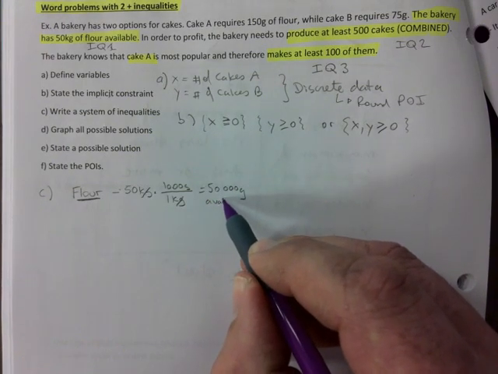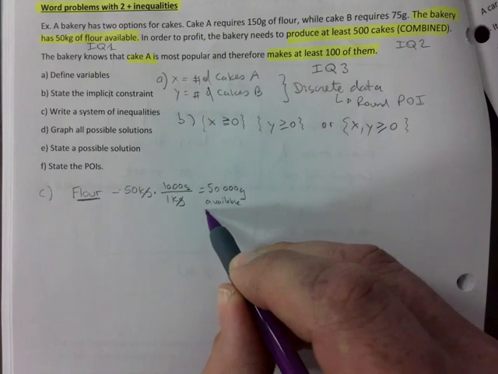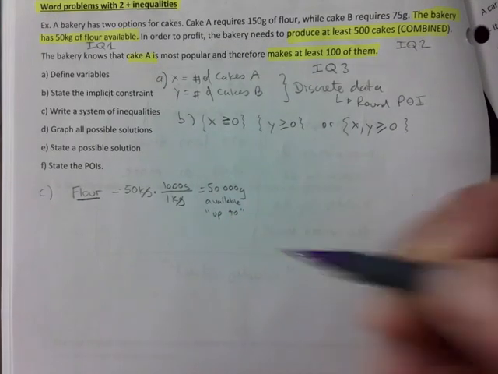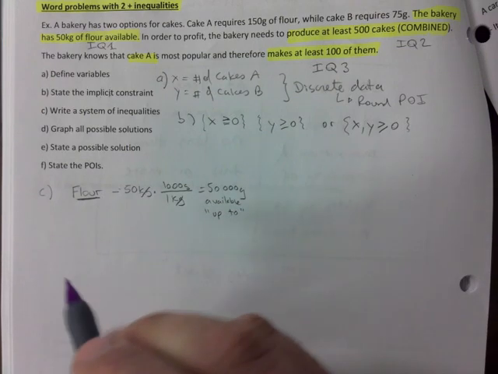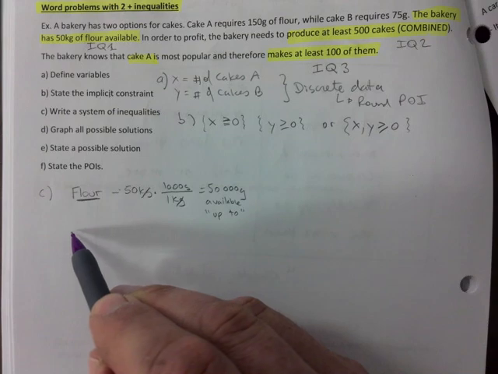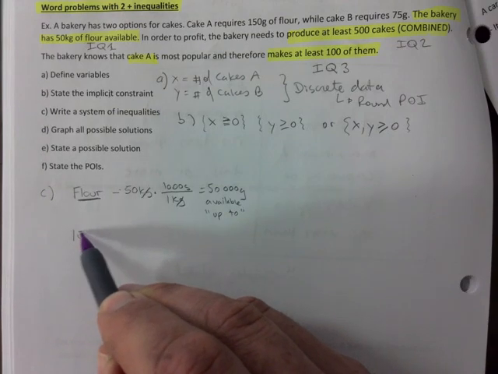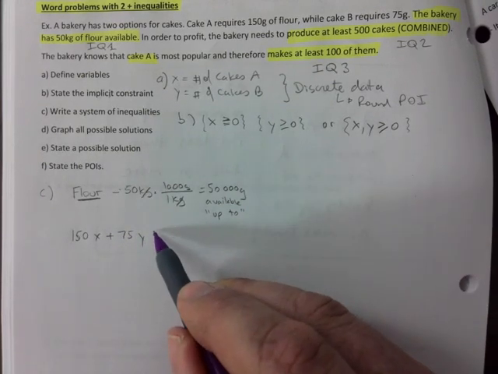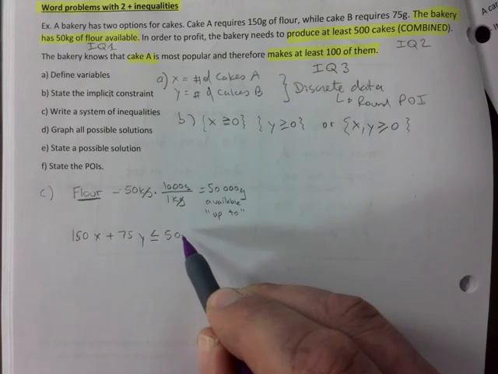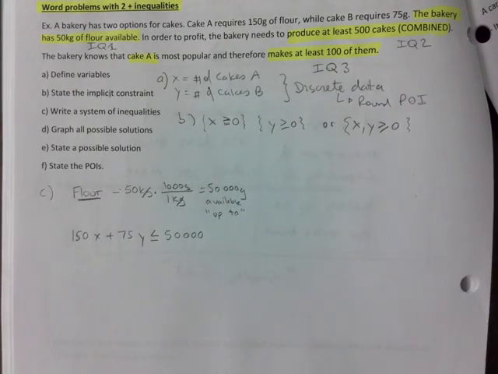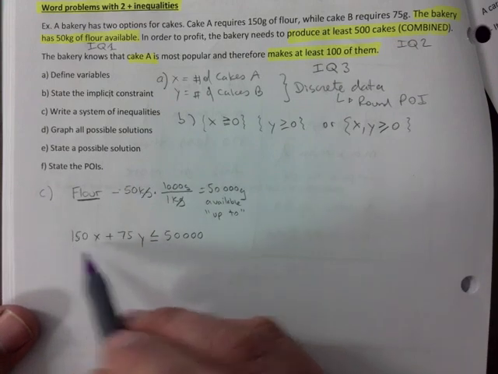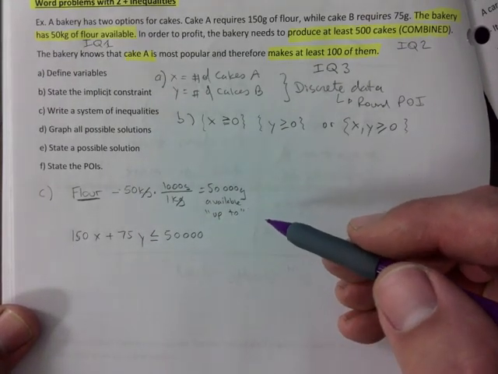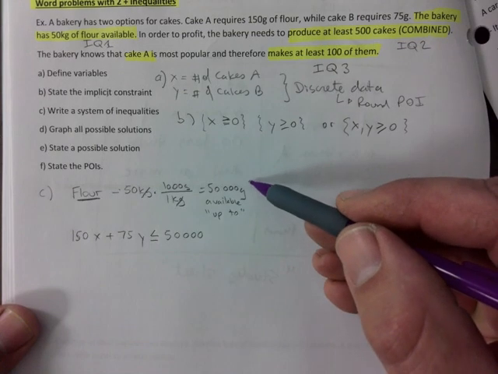And available is the keyword for up to, has up to, the bakery has this much available. So here we go. Because we're talking grams of flour, we're going to go 150 grams for every cake A, 75 for every cake B, and that has to be less than or equal to 50,000, because if you surpass it, you're surpassing the amount of flour that you have available. So you have to make sure that the flour remains at 50,000 or less. That's IQ number 1. Am I going to run into trouble here? No, I think I'm good.